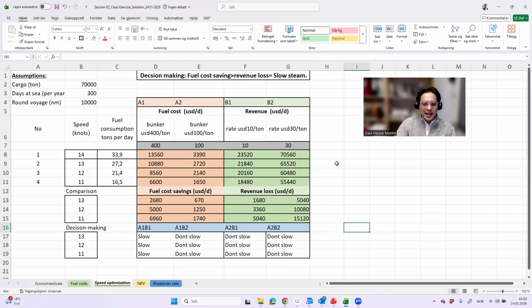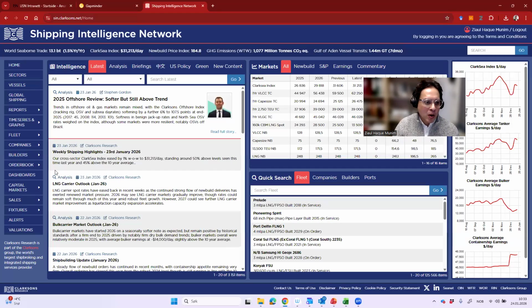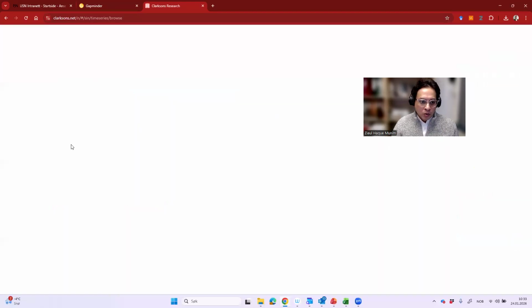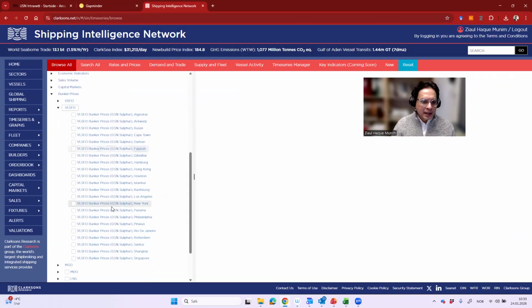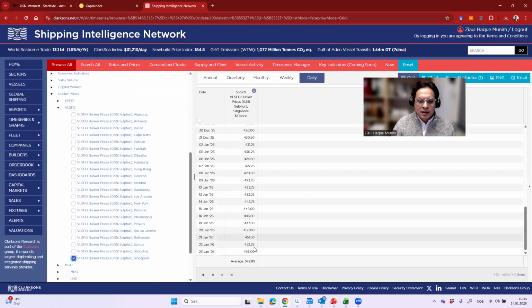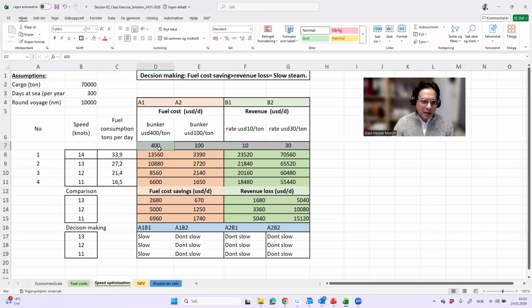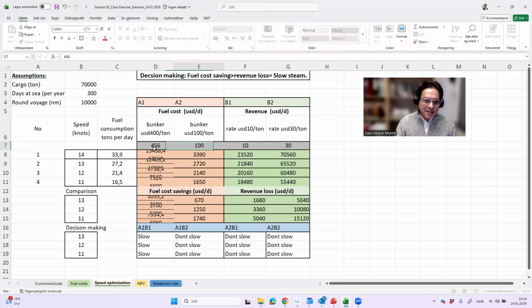This is how we can actually have this tool in an Excel template, and we can use it in real settings. What I mean by real settings: for bunker price, for example, we can go again to Clarkson and look into the bunker price. If I go to bunker price series, to VLFSO, and let's say I pick Singapore, for instance, $456 recently. So I go and update it here, 456.